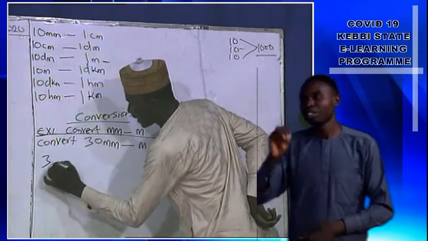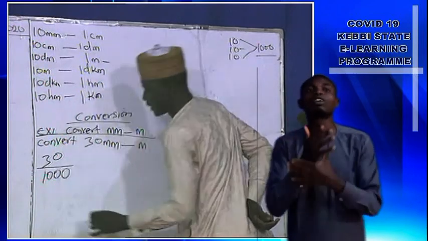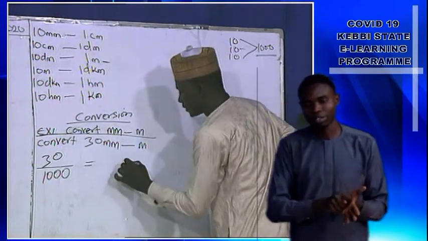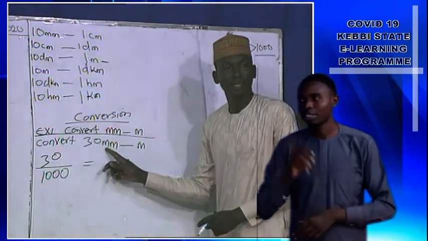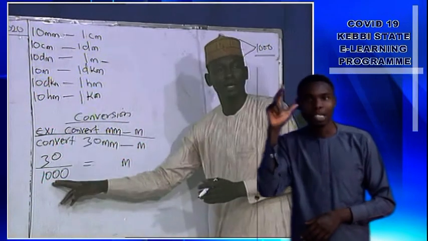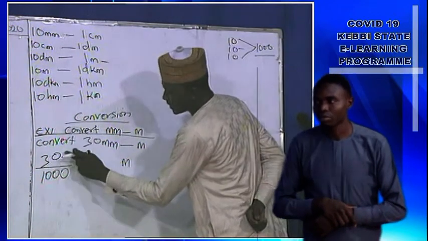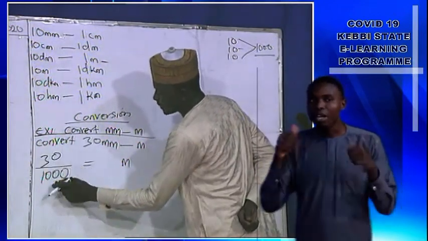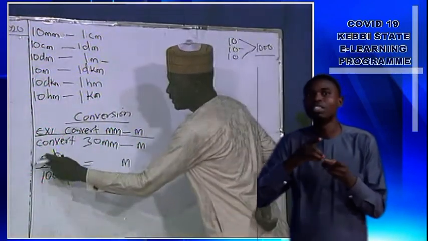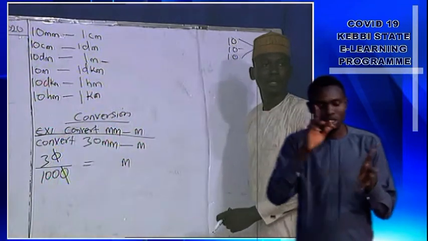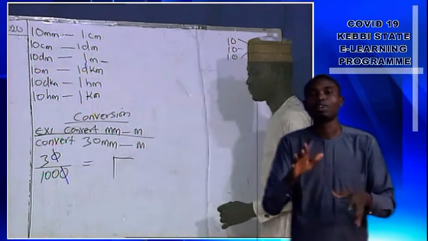Now, 30 divided by 1000 gives us our answer in meters. Because this 30 is in millimeters, if we divide it by 1000, it will give us a meter. Now, we can either divide 30 by 1000 directly, or we can say this 0 can cancel this 0. 3 divided by 100. How can we get 3 divided by 100? Using long division table.